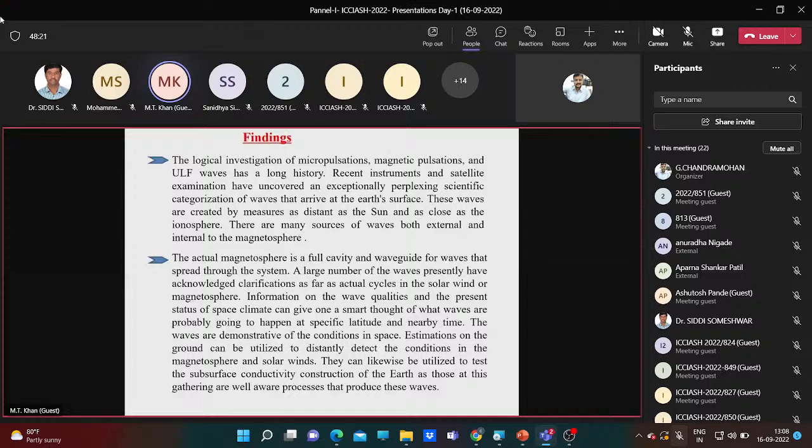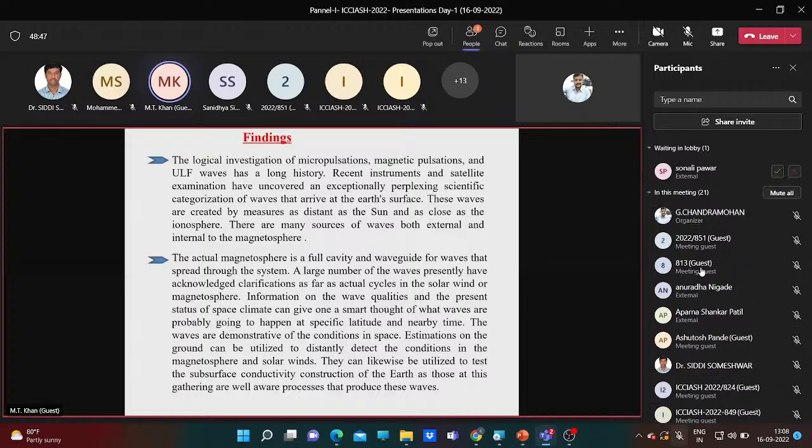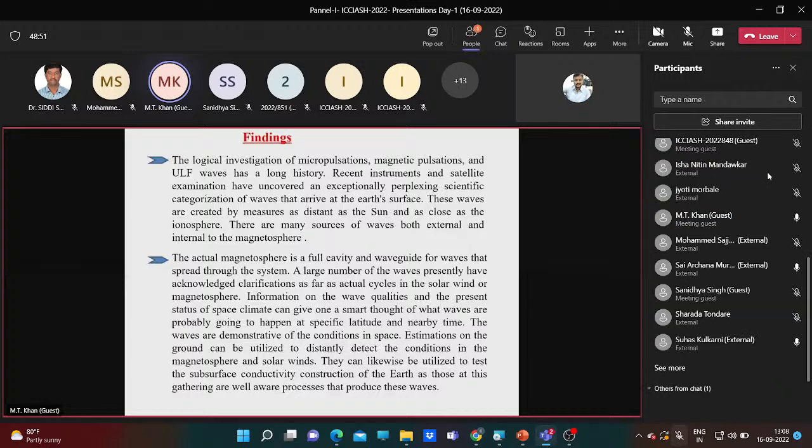A large number of waves presently have accepted explanations in terms of physical processes in the solar wind or magnetosphere. Information on the wave properties and the present state of space weather can give one a good idea of what waves are likely to happen at specific latitudes and local times. The waves are indicative of the conditions in space. Measurements on the ground can be used to remotely sense the conditions in the magnetosphere and solar wind.